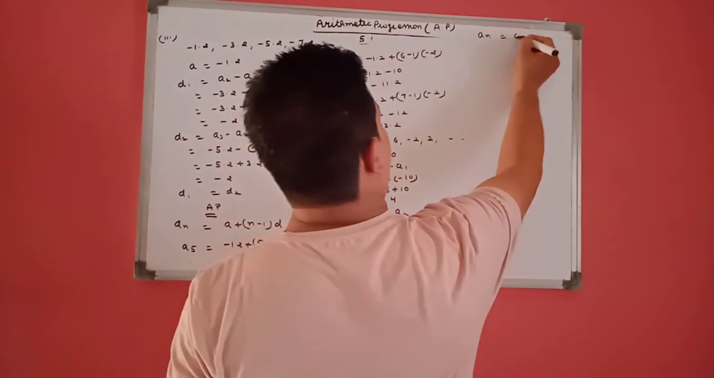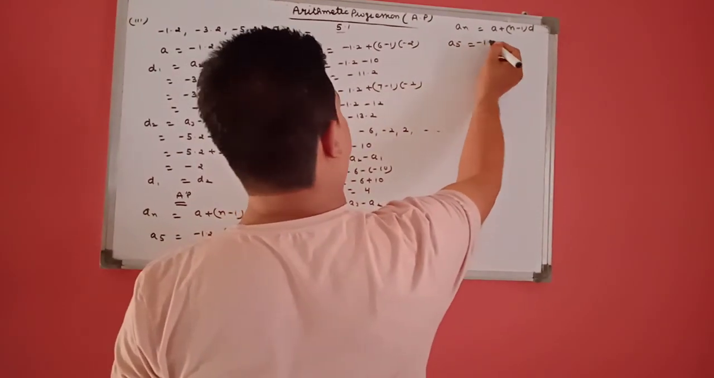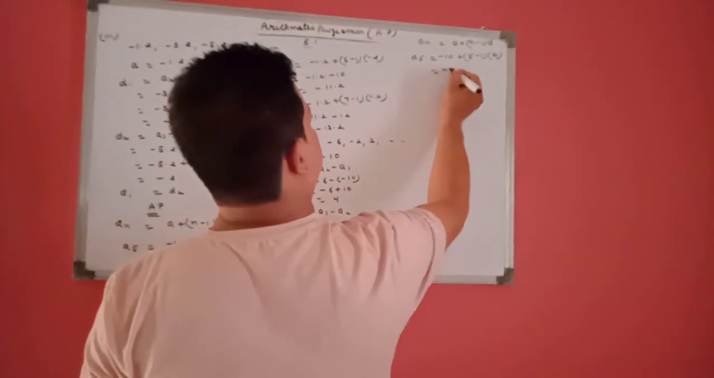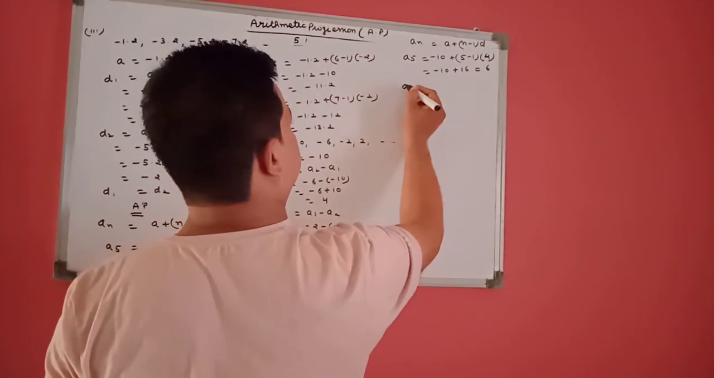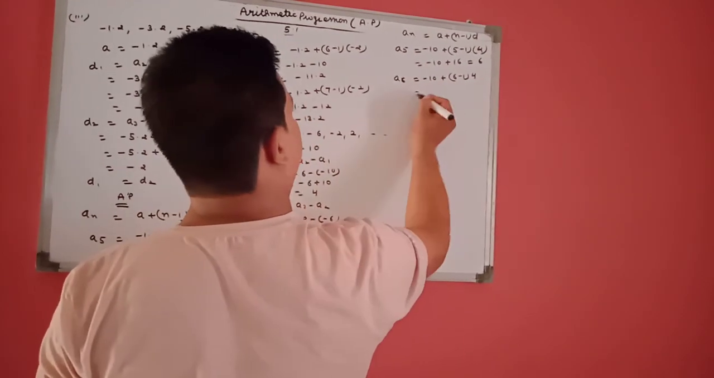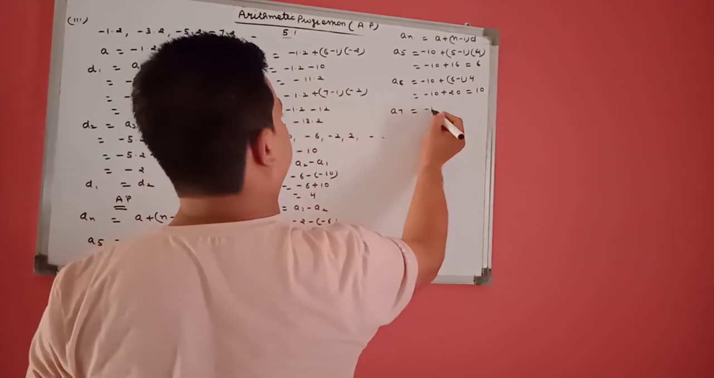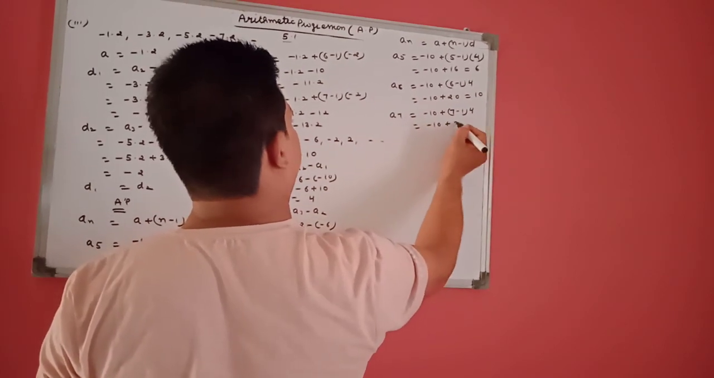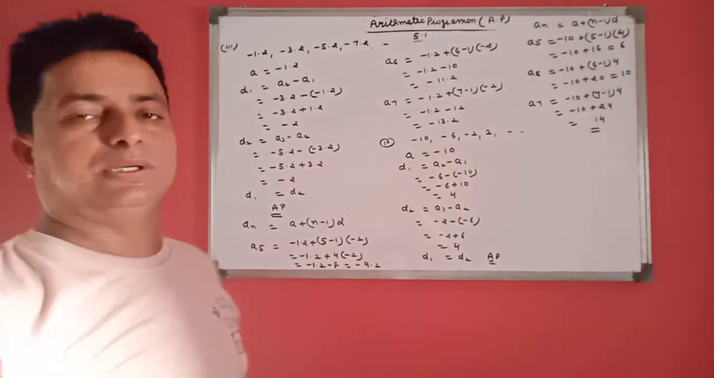For the AP, to find the next three terms, first we put n equal to 5: minus 10 plus (5 minus 1) times d, where d is 4. So this is minus 10 plus 16, 6. So the fifth term is 6 and the sixth term is minus 10 plus (6 minus 1) times 4, minus 10 plus 20, 10, and the seventh term is minus 10 plus (7 minus 1) times d, which is 24, that is 14. These are the next three terms. Thanks.